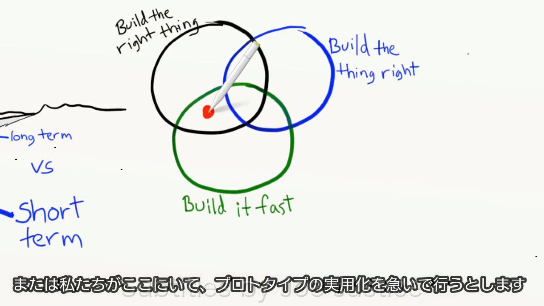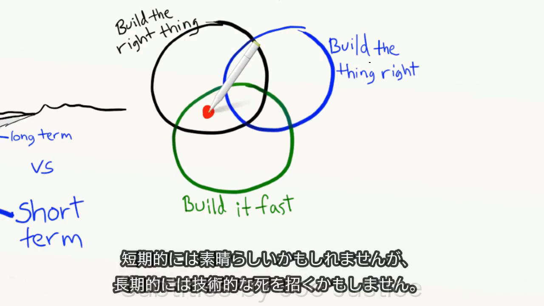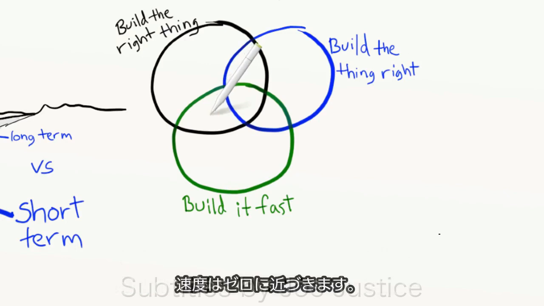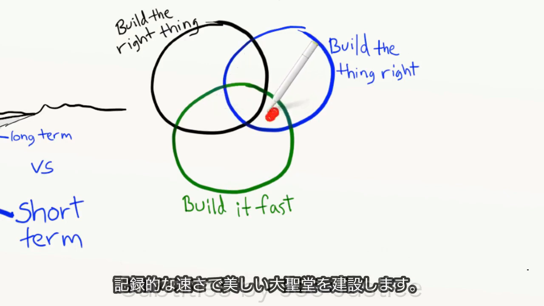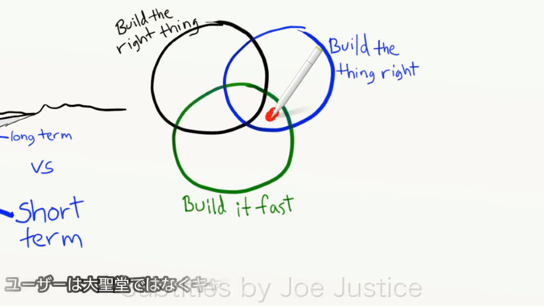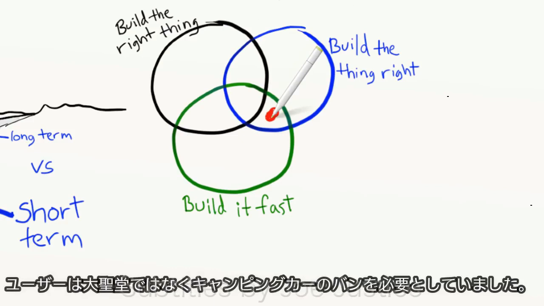rushing to turn a prototype into a usable product. Great for the short term perhaps, but in the long term we might be drowning in technical debt and our velocity will approach zero. Or suppose we are here, building a beautiful cathedral in record time, except that the users didn't need a cathedral, they needed a camper van.